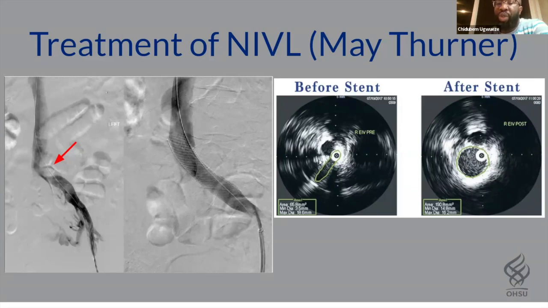And this image is just showing the significant narrowing. This is the common iliac vein. This dark structure right here is the right common iliac artery that's compressing the vein. And then you see after stent placement, there's a significant increase in luminal gain at the area where the artery is compressing.